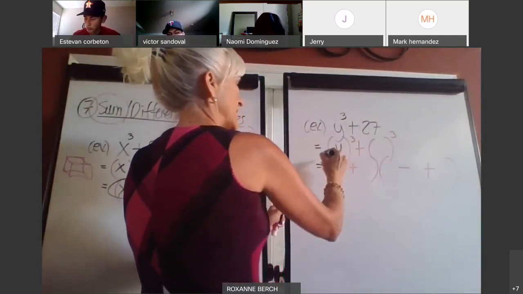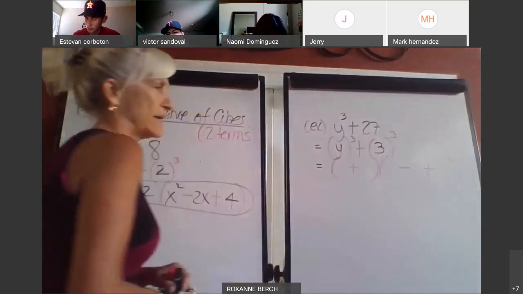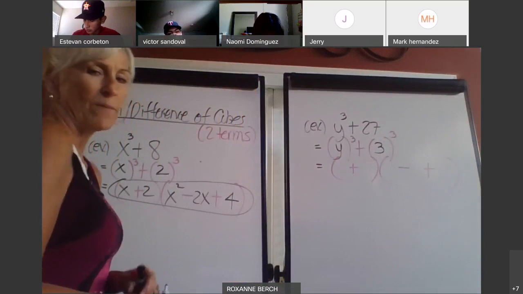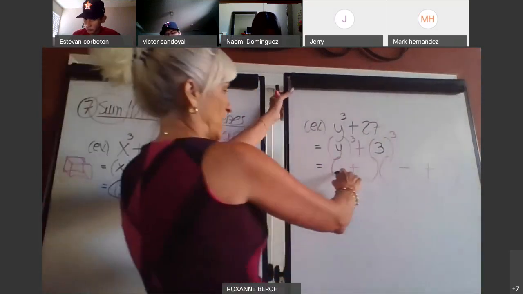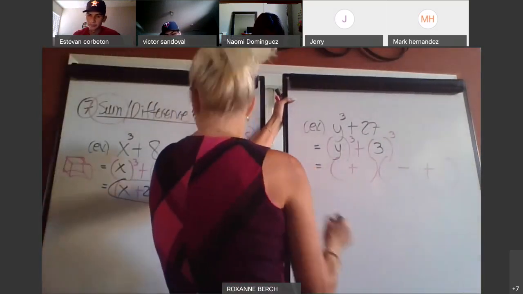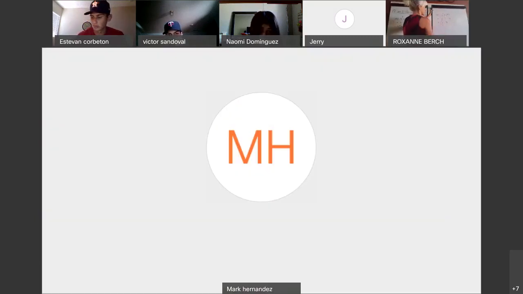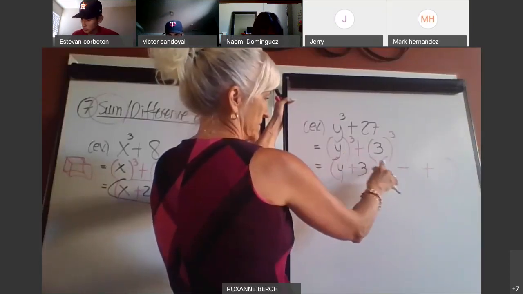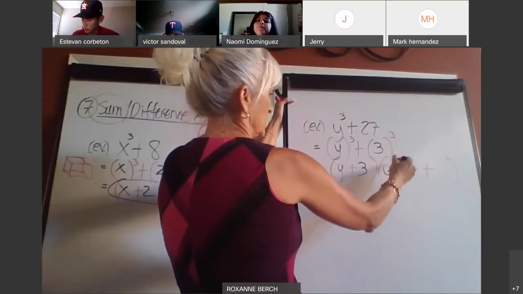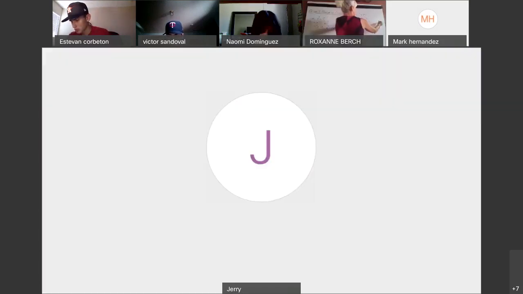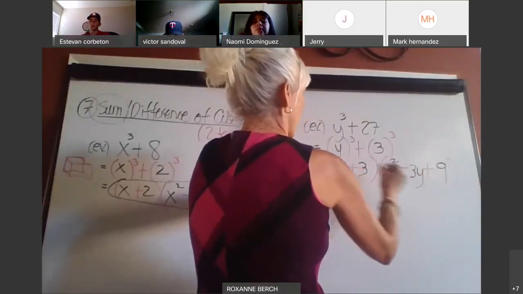So this would be y times y times y, and that's 3 times 3 times 3. So help me out. What do you think goes here? Y plus 3. Yep. What's this? You square it. Y squared. Yep. And this would be 3 squared, which is 9. And then the product is 3y, and you're done.